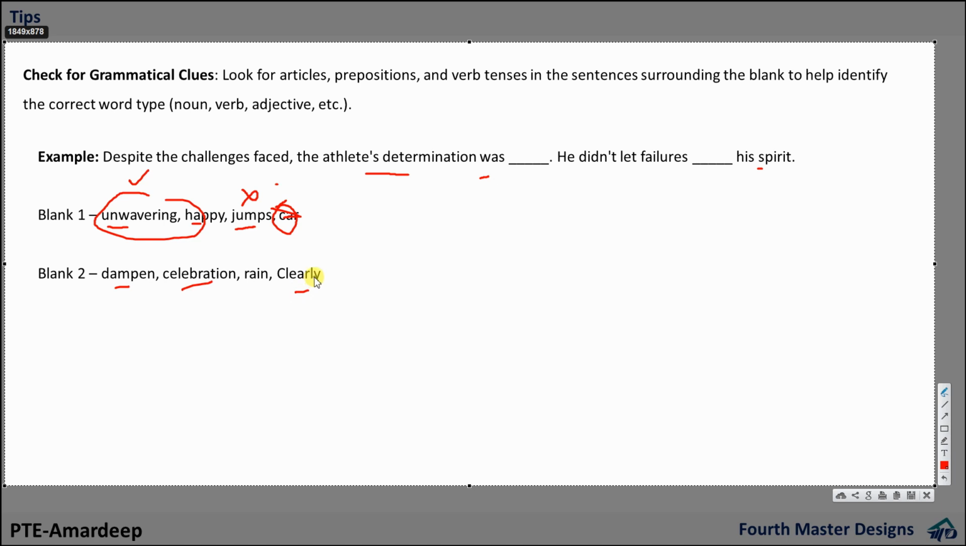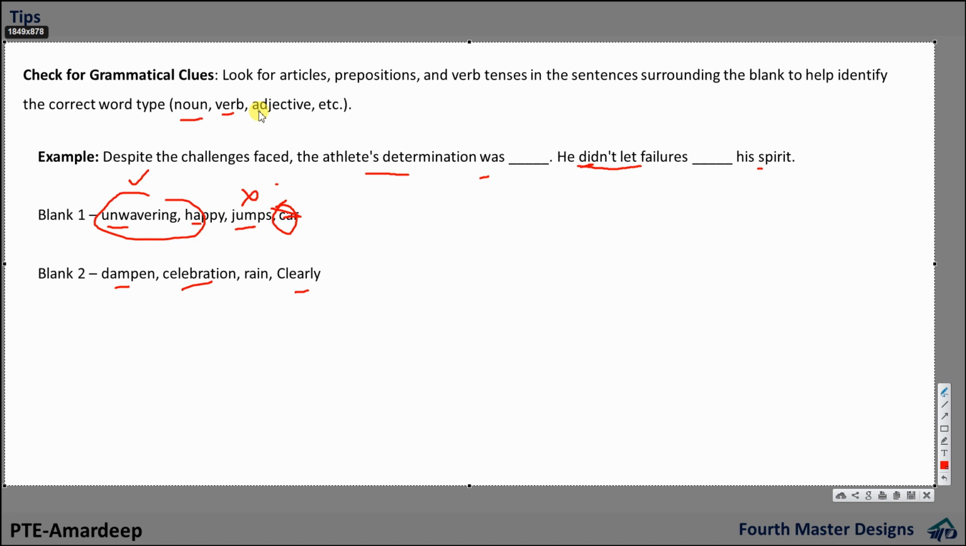So what you understand here is that if you know the meaning, then you just go with it. Let's say dampen is not there, and there are options like reduce, celebrate, increase. Sometimes they will say reducing also, or reduce also. So keep your sentence form in mind, and look at what will fit in that sentence: noun, verb, or adjective. Only then will you be able to answer correctly.